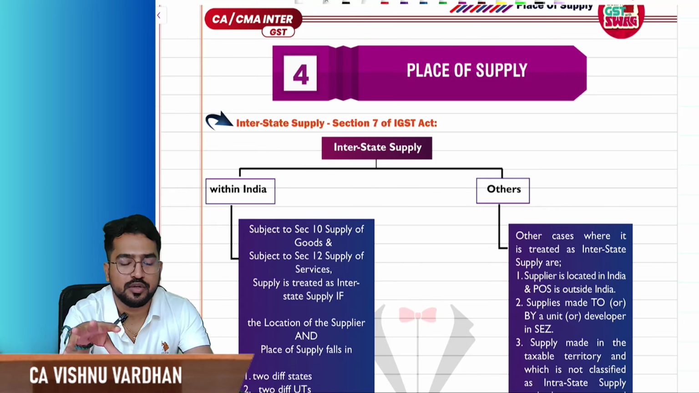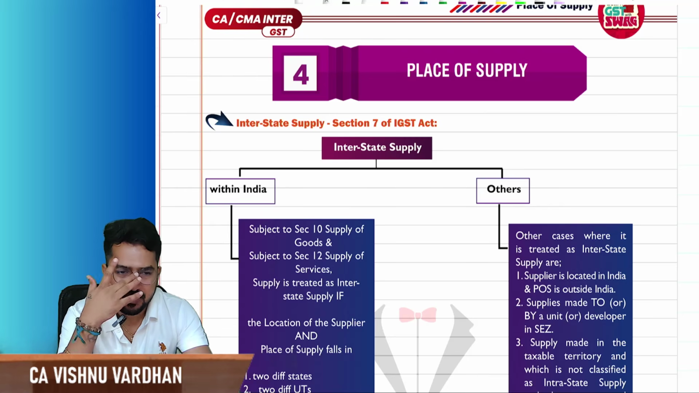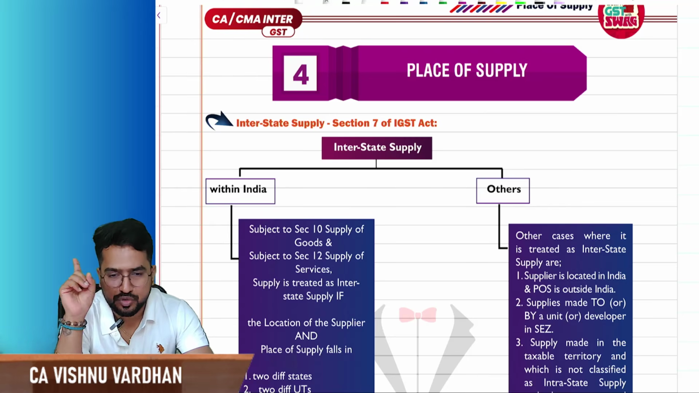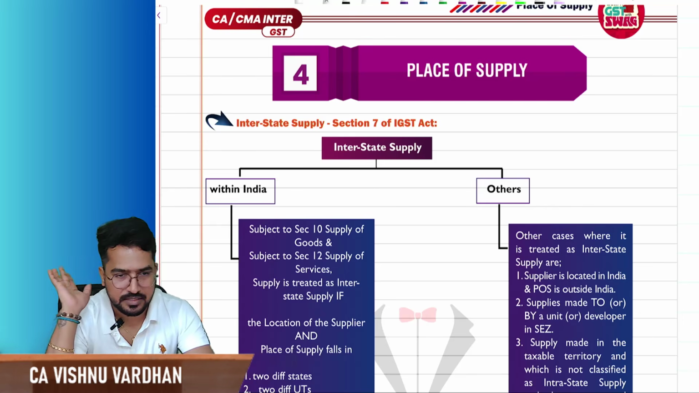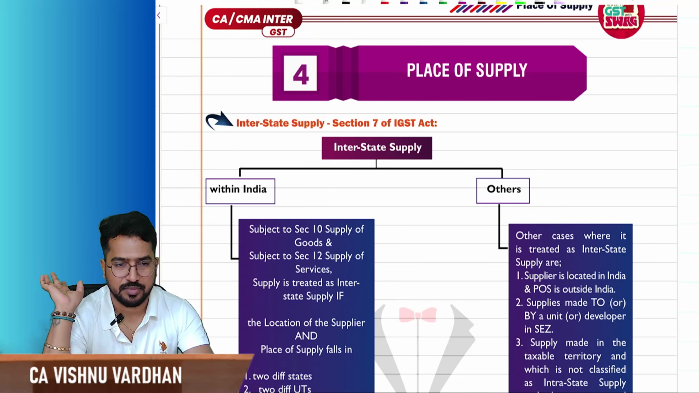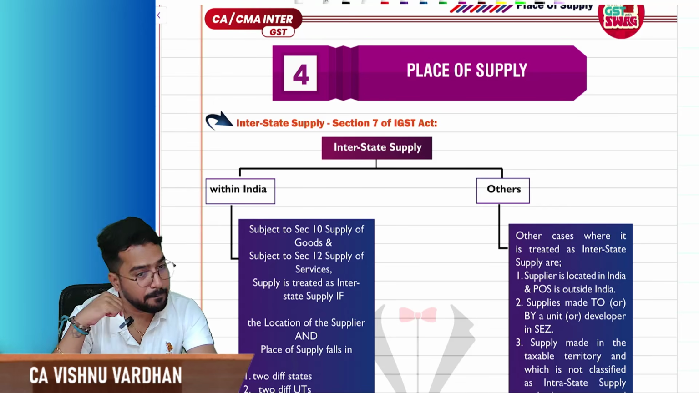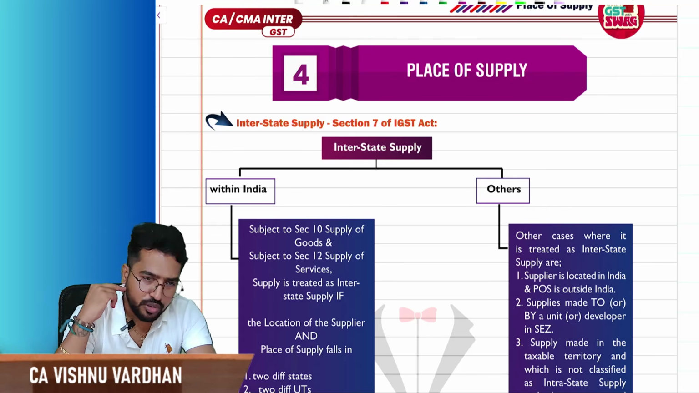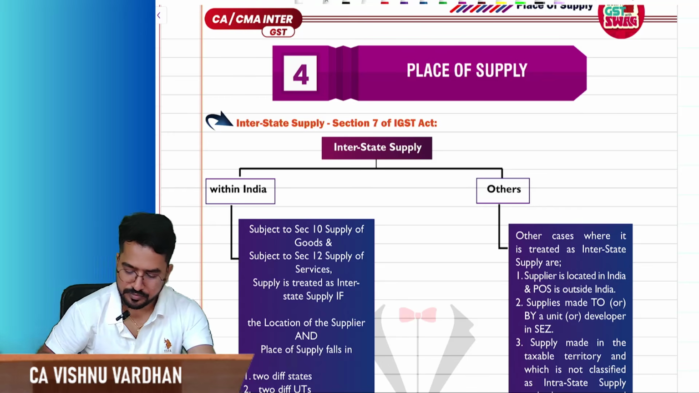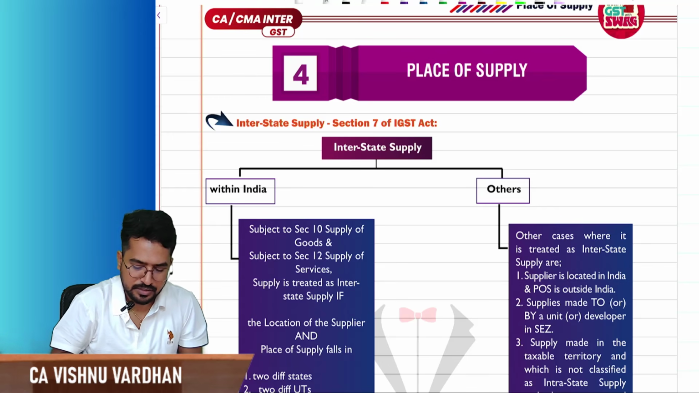Now, coming to the point, 7, 8 talks about intrastate, interstate. One technical thing you should remember here is any supply made to SEZ or by SEZ is an interstate supply. Supply made by an SEZ unit or to an SEZ unit, by an SEZ developer or to an SEZ developer is always what? Interstate supply.